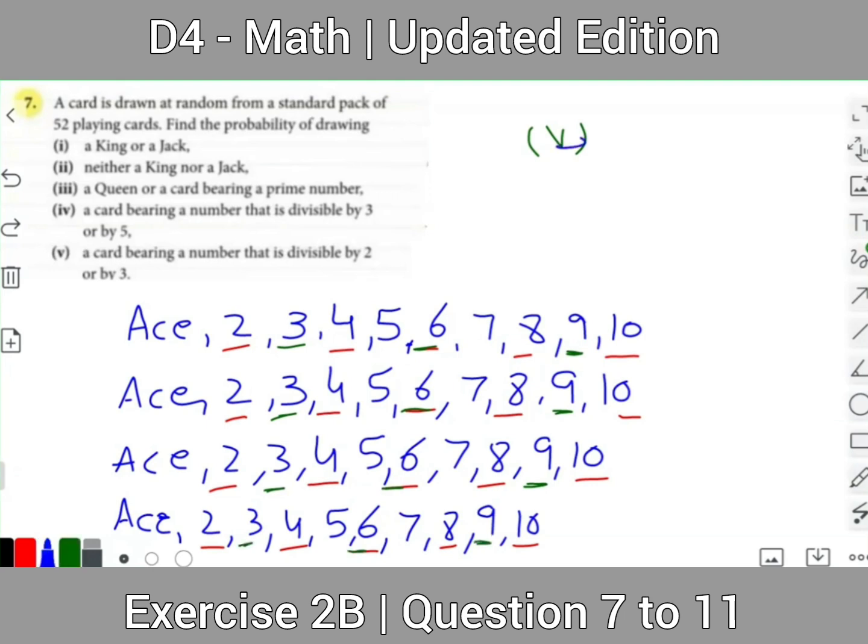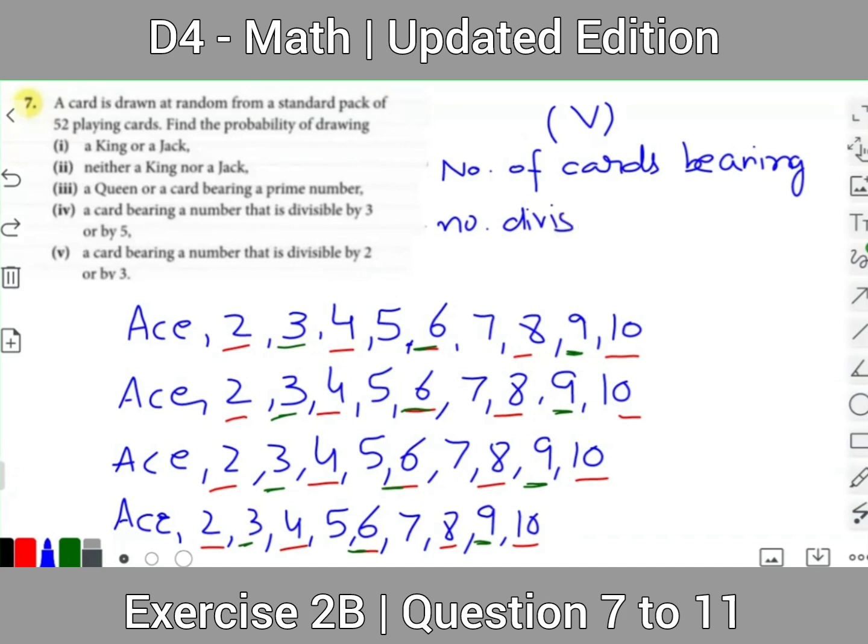Now, we will find out the number of cards bearing a number divisible by 2, and that will be equal to 1, 2, 3, 4, 5, 6, 7, 8, 9, 10, 11, 12, 13, 14, 15, 16, 17, 18, 19, and 20. So here we have 20.